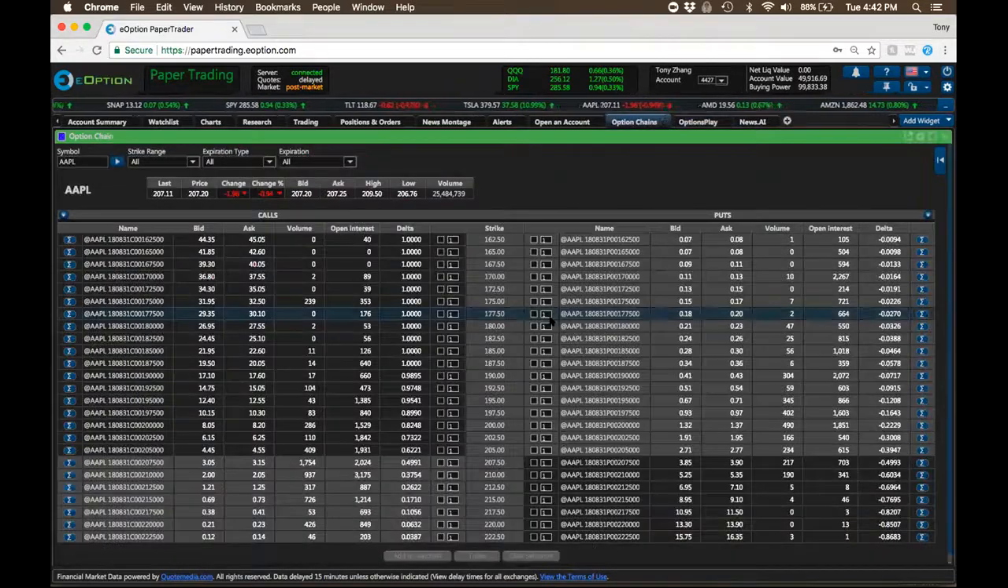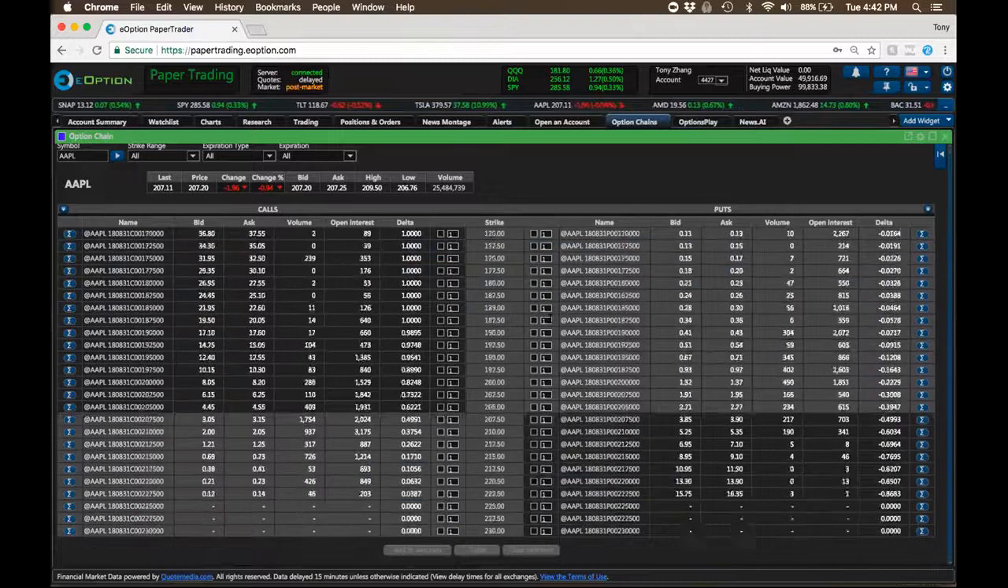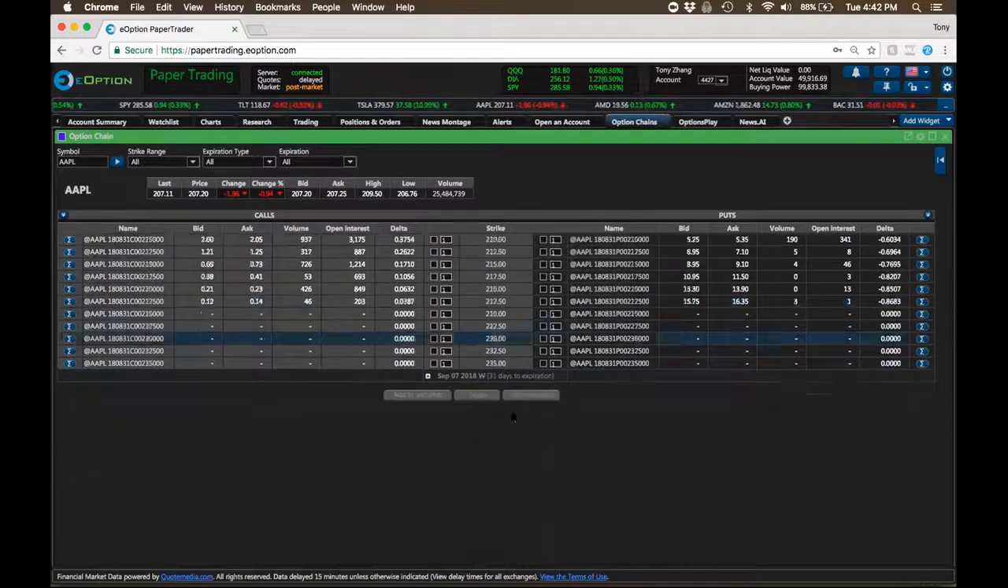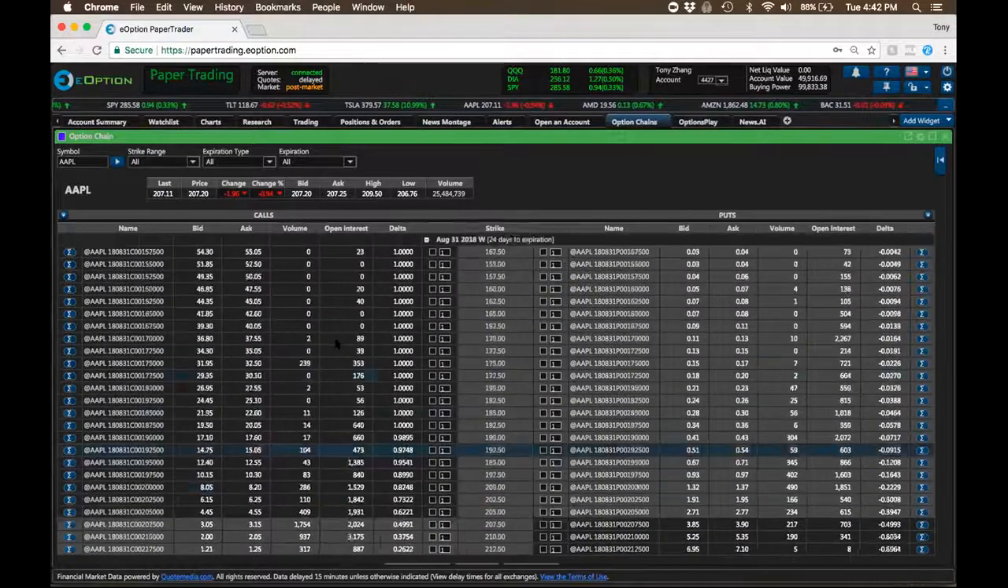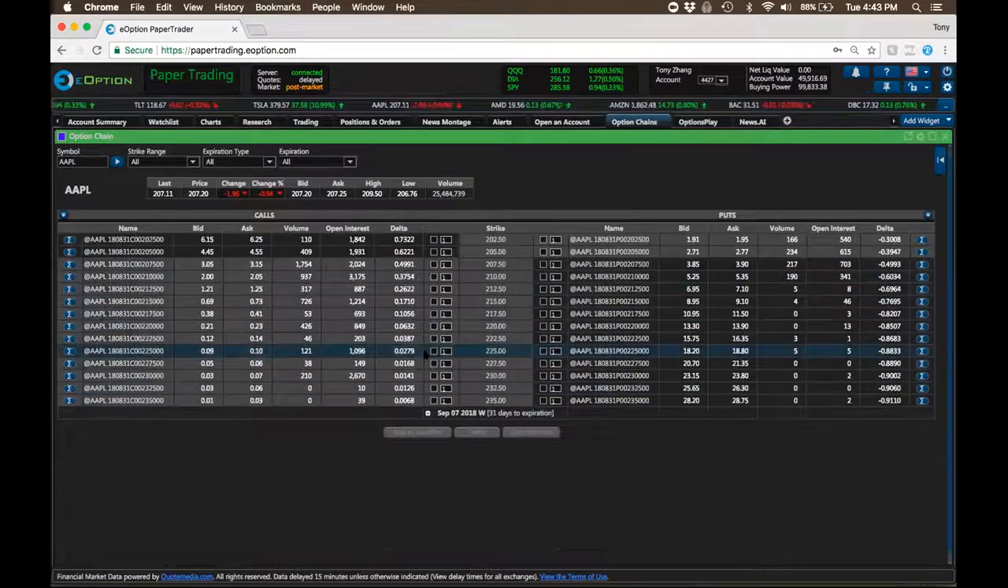And if you've ever looked at an option chain like this before, you can find that sometimes this is quite overwhelming, going through all the different expiration dates, all the different strike prices to try to find which expiration date to choose, which strike price to choose. It's really overwhelming. And sometimes you simply don't know where to start. And that's really why we created OptionsPlay.